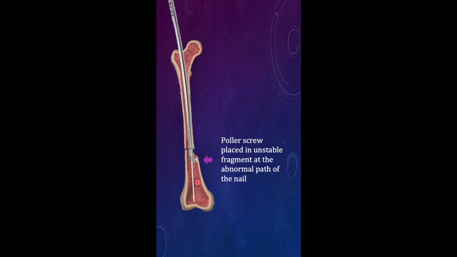So this is the concept of the Poller screw. We have to place the screw in the abnormal direction of the nail so that it can be blocked and the nail passes through the alternate path.